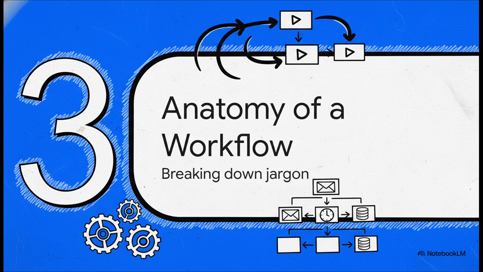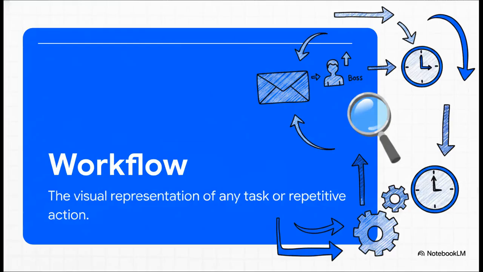Section 3. Anatomy of a workflow. Breaking down the technical jargon. Let's actually slow down the pace a bit right here and look at the core mechanics. Because before you can build anything, we need to get the fundamental definition down. A workflow in Power Automate is simply the visual representation of any task or repetitive action you do. Seriously, if you just check an inbox every morning and forward specific emails to your boss, that is a workflow.